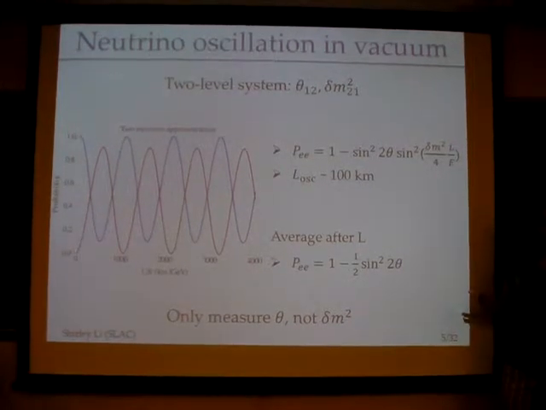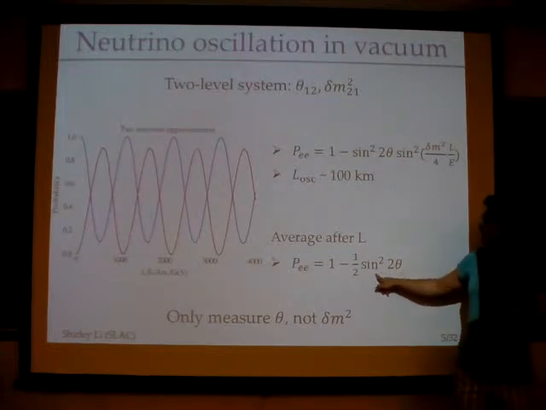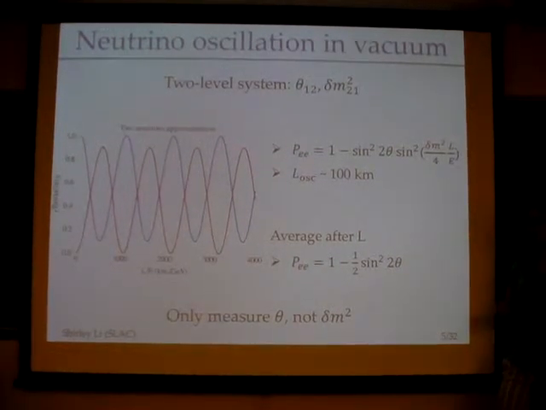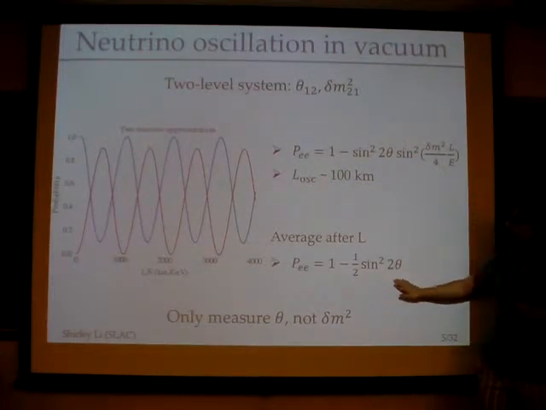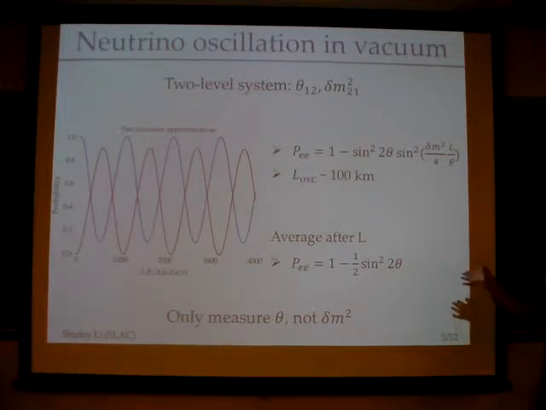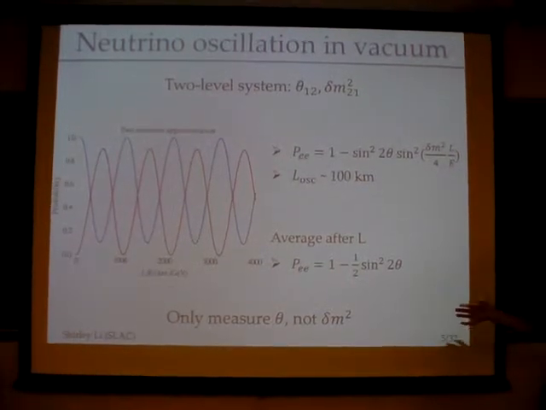We all know how to average over a sine squared. That's half. So to take that into account, what you would expect of the oscillation probability of solar neutrinos is just a constant number. And it does not depend on neutrino energy or delta m squared. This will be an important point later.